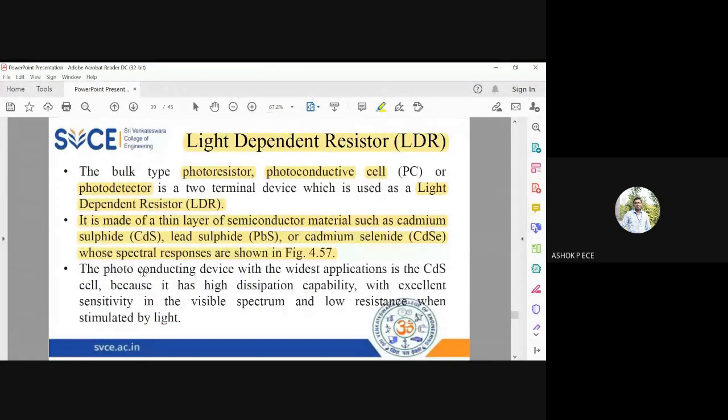You have a lot of applications of this photoconductive cell because it has high dissipation capability with excellent sensitivity in the visible spectrum. When you focus light, it is going to turn on and change the resistance. Sensitivity means how quickly it responds to light. So even if you show visible light on the device, you can expect the device to turn on.